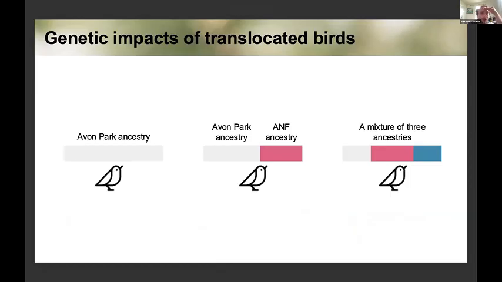Each of these bars represents an individual, and it is colored by the ancestry that it is expected to inherit. This light gray is Avon Park ancestry, so ancestry from original birds at Avon Park. We could have a situation like this where a bird has some of its ancestry from Avon Park, but maybe one of these other translocation donor populations. This is the ANF Apalachicola population. And then we could have a mixture of even more ancestries.